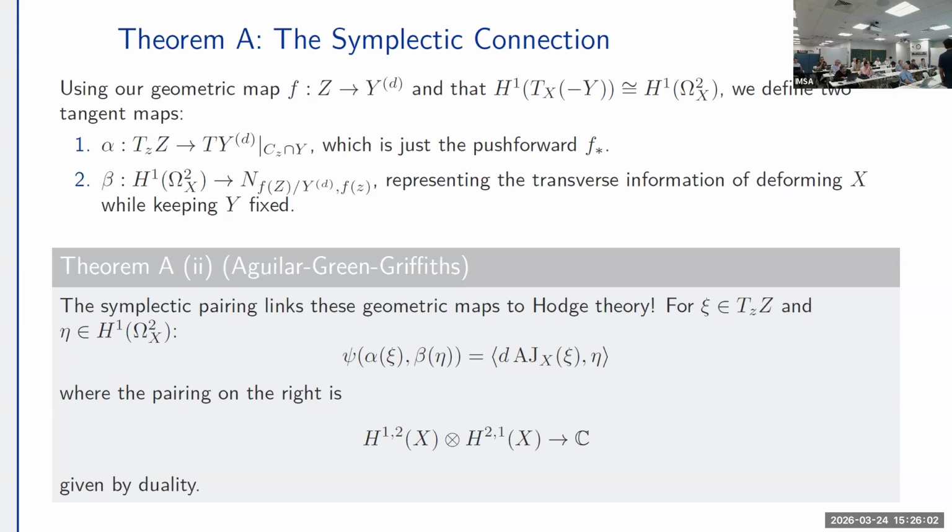Okay. This is more complicated. I don't want to enter into details here. What the result says is that you can compute the differential of the Abel-Jacobi map using the symplectic pairing of the hyperkähler variety Y to the power D. So we are relating Hodge theory and symplectic information on Y and deformation. So this is very impressive.